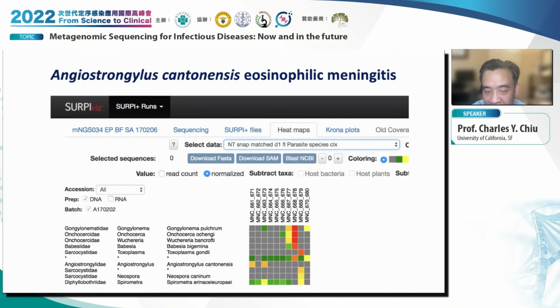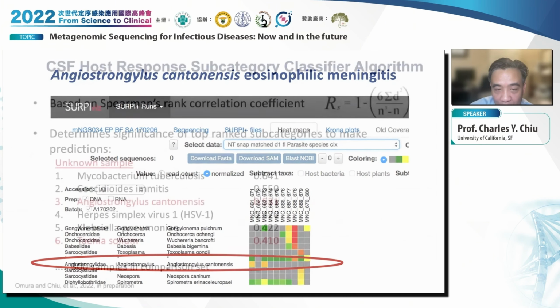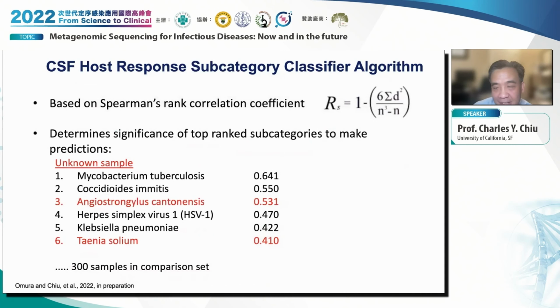And you can see here that we detected reads to Angiostrongylus cantonensis, which is a worm which actually causes this disease, eosinophilic meningitis. But what's quite interesting is that, as I said before, the parasitic classifier does not behave very well. And in fact, it was negative by our classifier. But we've actually developed a different type of classification algorithm based on rank correlation.